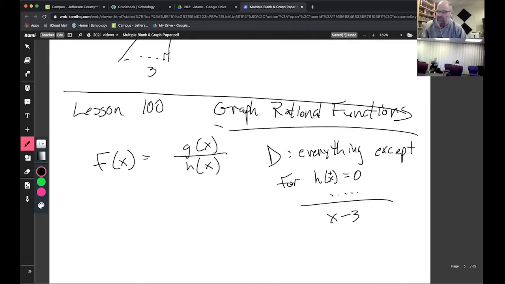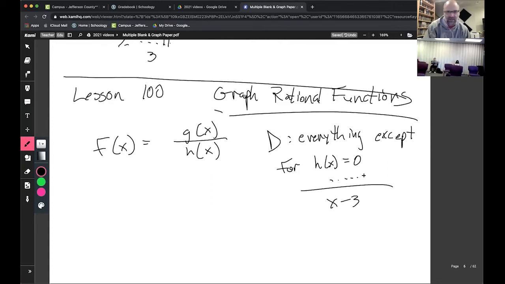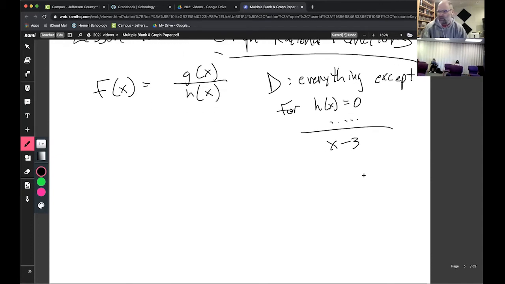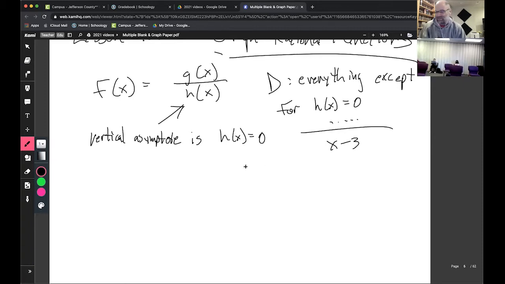All right, so a real number that makes the denominator 0, when that happens, that creates an asymptote, okay? And we did talk about this briefly, but this is called the vertical asymptote, and it occurs when h of x equals 0, okay?